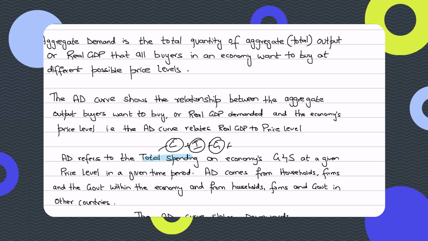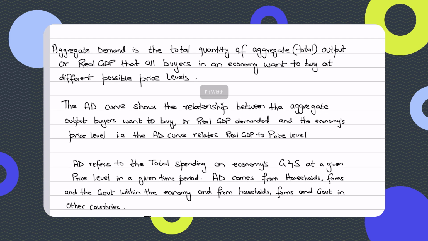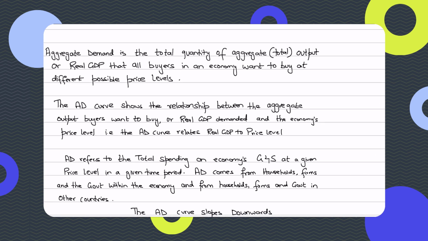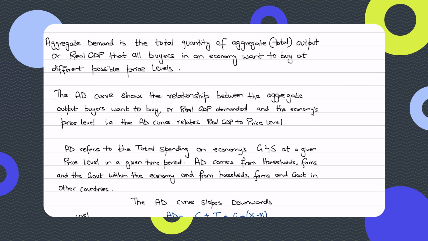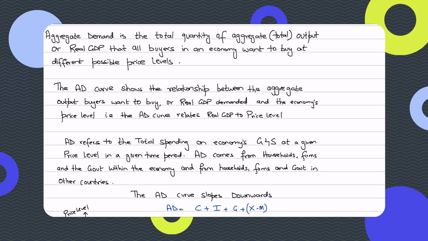Aggregate demand refers to the total demand for your real GDP at different price levels, or you can say the total spending on an economy's goods and services at a given price level. So you should be writing both these definitions in the exam, and like I said, they both are the same thing, right? The total spending by all the sectors in the economy at a given price level would determine the total demand for goods and services that are produced in the economy, right?